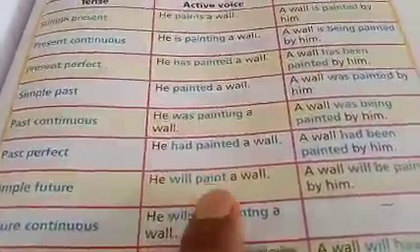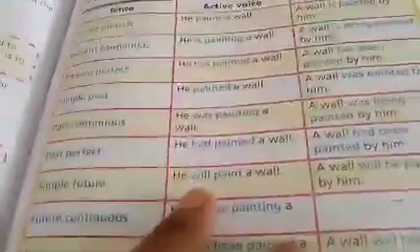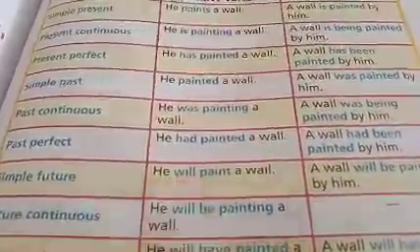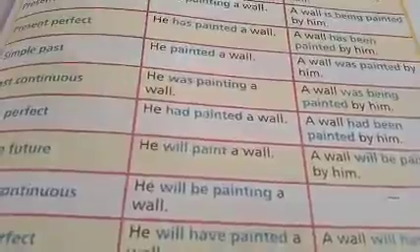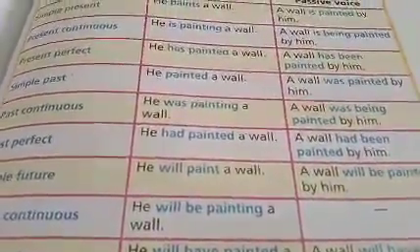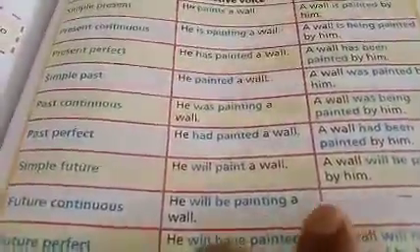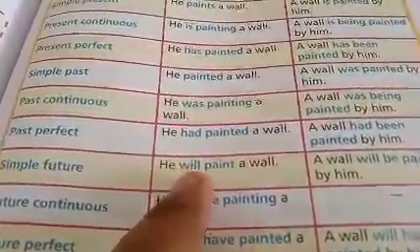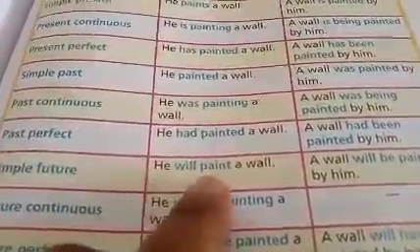He will paint a wall. In simple future, will and shall are used. Will is used with he, she, it, they, and you, and shall is used with I and we.